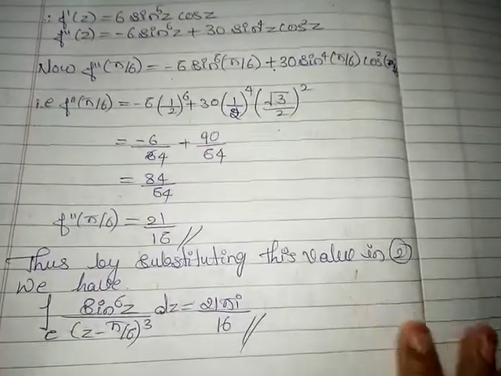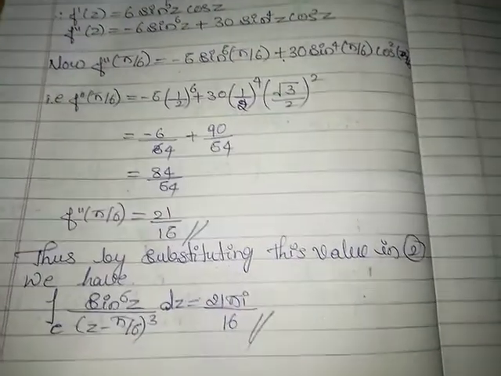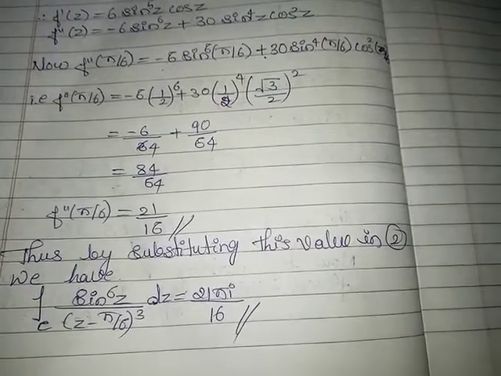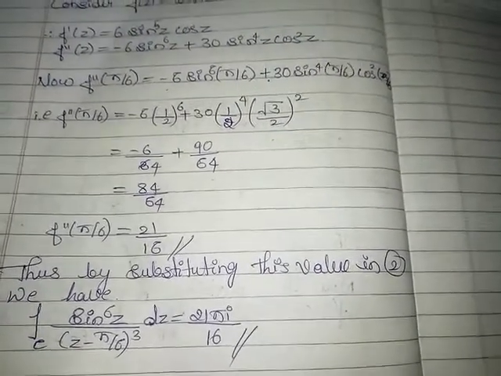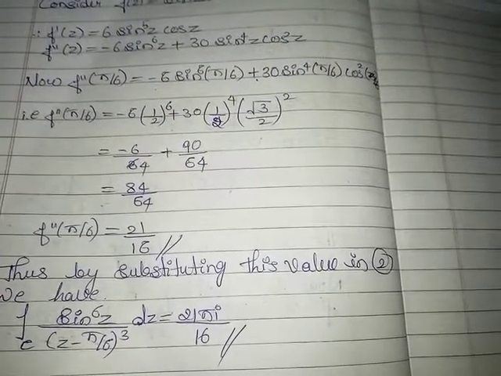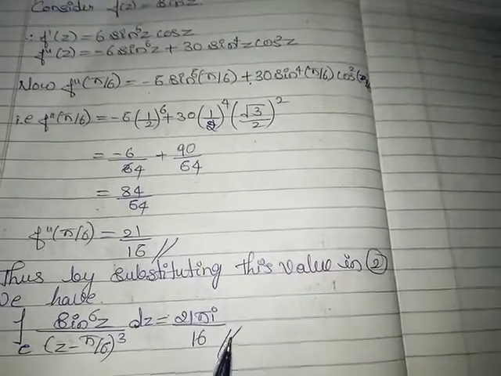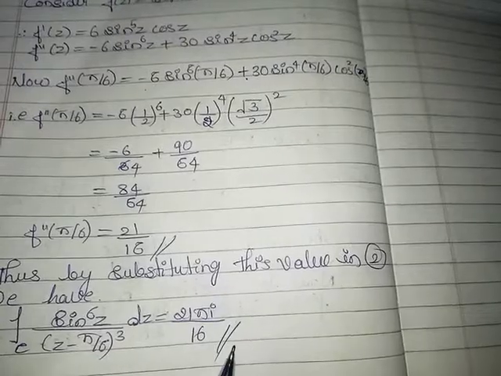Thus, by substituting these values in 2, we have integration over C sin 6z divided by (z minus pi by 6) whole cube dz is equal to 21 pi i divided by 16. This given integral value is 21 pi i by 16.